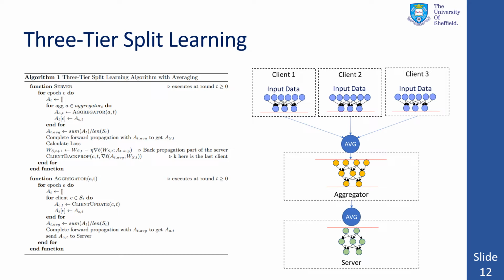So instead of the aggregator processing each of the client's outputs in a single iteration, the aggregator waits for all the clients' outputs and then uses them as a single averaged input to its part of the model. The same goes for the server. The server waits for all the aggregators' outputs, averages them, and uses the average of all the aggregators' outputs as a single input to its part of the model.